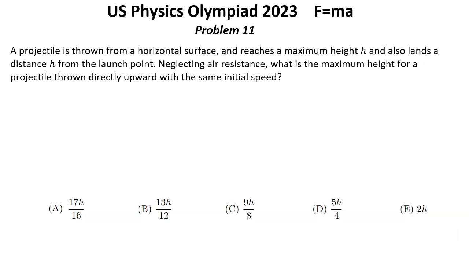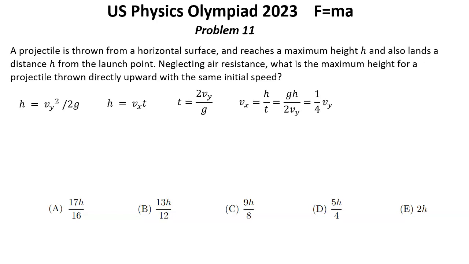Solution for problem number 11. For the maximum height, we know that h equal v_y squared over 2g, and from the range we know that h equal v_x multiplied by total time, where the time equal 2v_y over g. Combining this we have v_x equal h over t, or gh over 2v_y, or just 1/4 of v_y.